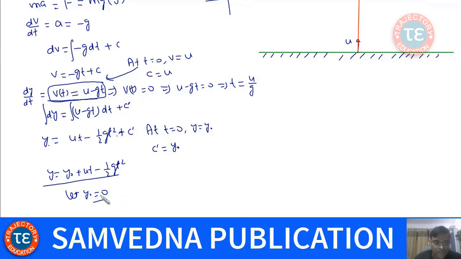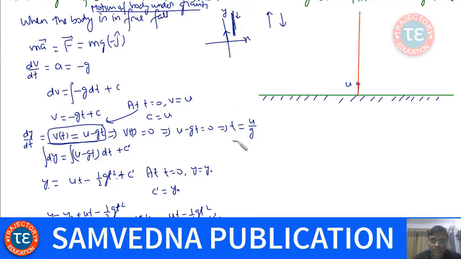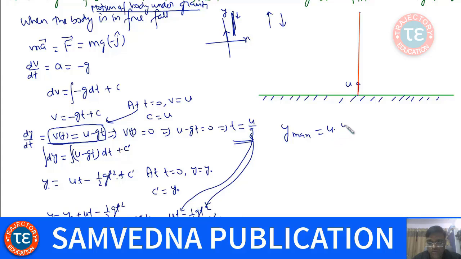So your equation could have been this, but if you take the initial position as the origin itself, then y naught will be 0, and y as a function of time would have been ut minus half gt square, right? So just remember this formula, and you can find the maximum height. See, the body reaches maximum height at this time, so you can find the maximum height which the body has. Let me call it y max or say h max. So you just put this value of t over here, you'll get the y max.